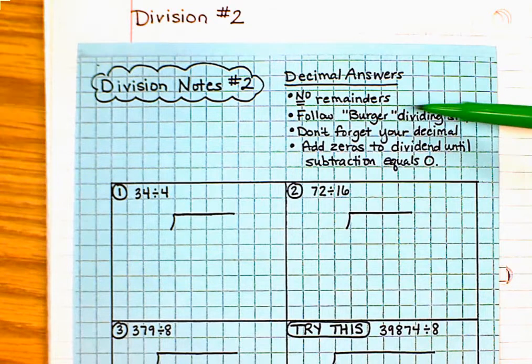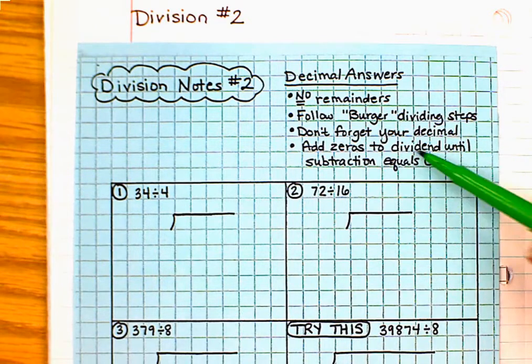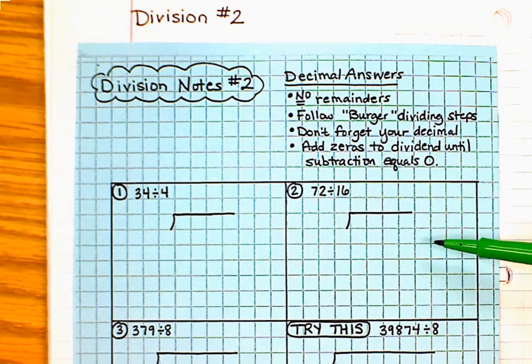Follow your burger dividing steps to help you with dividing. Don't forget your decimal. All of your answers today will have a decimal in them. Don't forget to include that. And then when you're dividing, when you get past the original dividend, you're going to add zeros until your subtraction gets to 0. All of your answers will have a terminating decimal, which means it will end. It will not continue on forever. So keep dividing until you get that to be a 0.